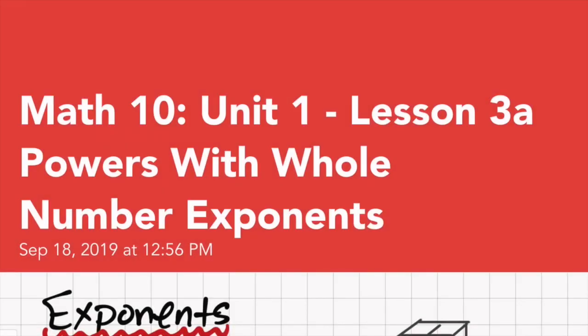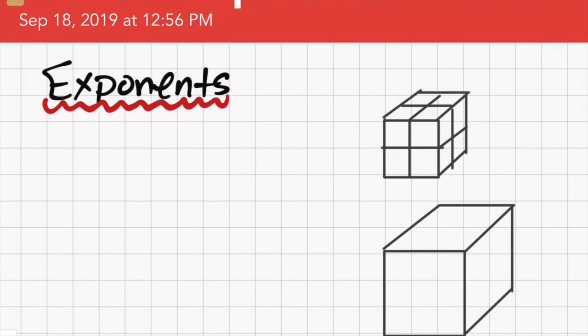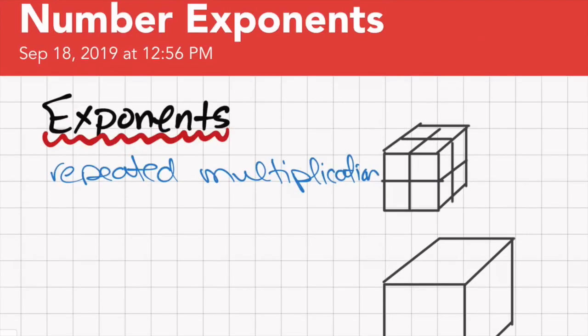This one is on powers with whole number exponents. So to start out with, we're going to talk about exponents. And in mathematics, exponents are used as just a short way to write repeated multiplication.